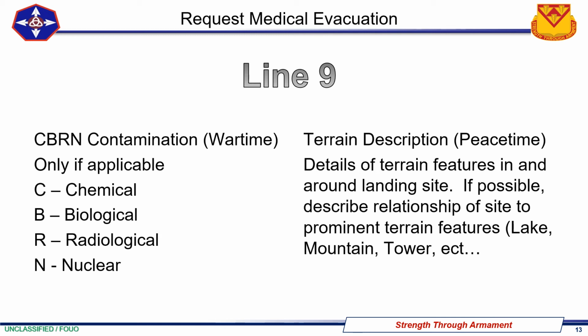Line 9 also has two different versions, wartime and peacetime. For wartime, CBRN contamination, only if applicable: Charlie chemical, Bravo biological, Romeo radiological, November nuclear. And then for peacetime, just give a terrain description. If you're by a lake, if you're in the bottom of a valley, if you're in a field, etc.